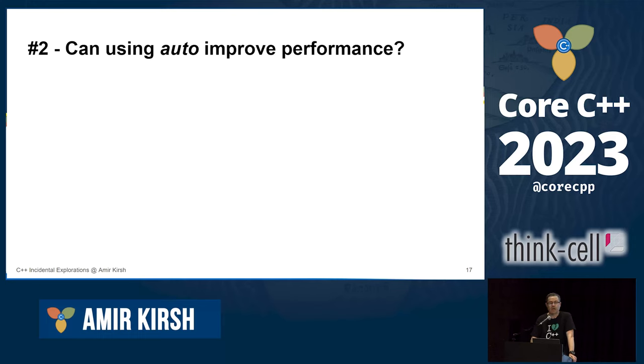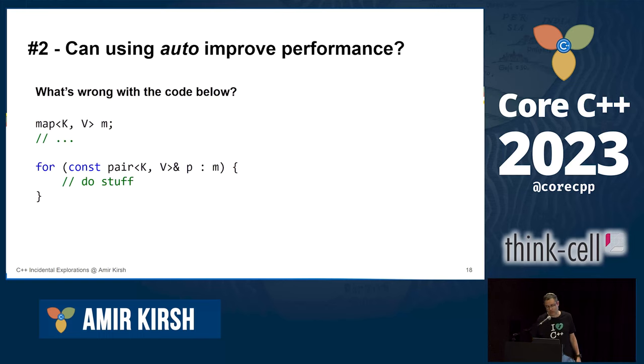This is quite old. I'm being asked when I teach auto, okay, that's nice, but it is syntactic sugar after all. So should we use it always, or it doesn't really matter? What is the value of using auto? And my example, based on this Stack Overflow Q&A, is that auto can actually improve your performance. And this is the example from Stack Overflow.